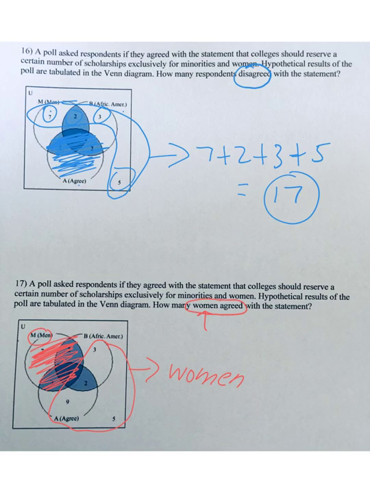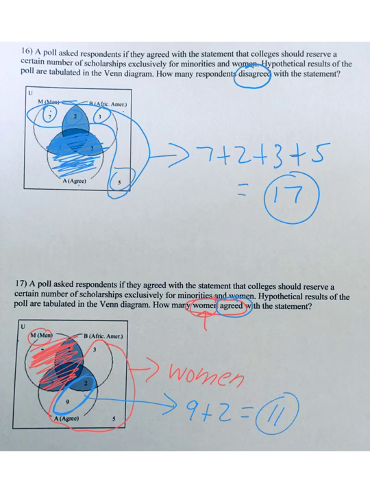Now that we've identified the women, we want just those women numbers that also agreed. Just the women that agreed. So which of these numbers are also in the agree circle? In other words, the overlap of women that agreed. Well, out of the women numbers, these are the only numbers that are also in the agree circle, 9 and 2. So I'm going to add the 9 and 2 together for 11 for the final answer.